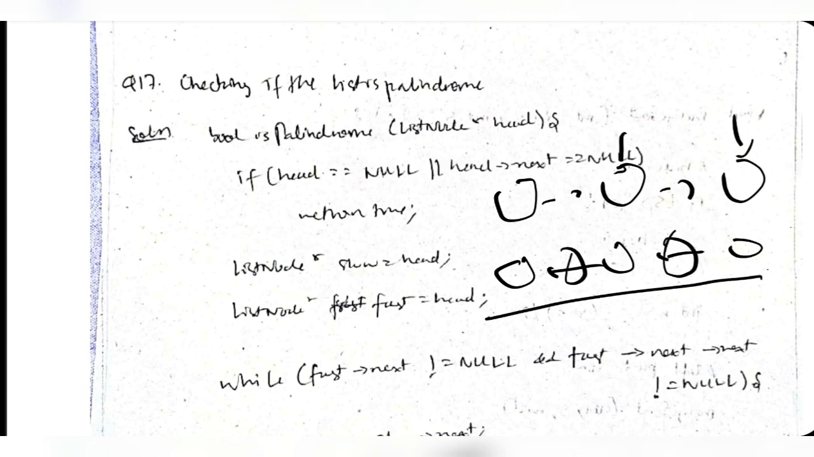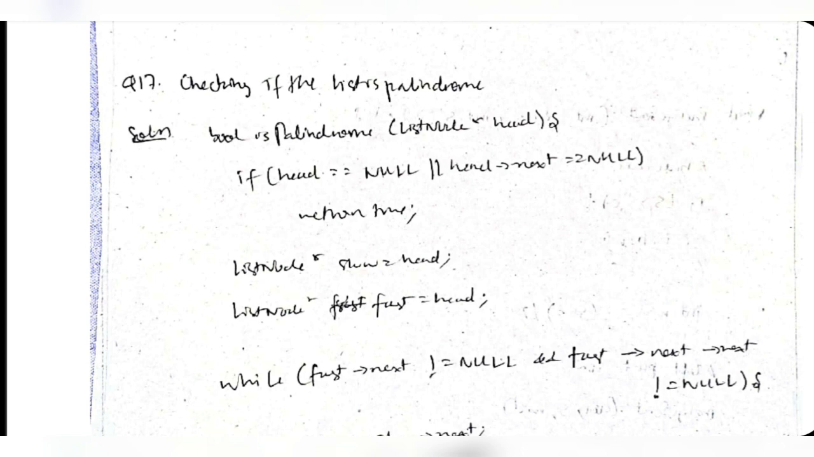Okay, but before that we have to check if the list is circular or not. So for that we'll be using the concept of slow and fast pointers, which I have discussed in the theory part as well. So that's what we are doing here. First we'll be checking if it's null or head.next is null. If it's null, it's true, because only one element is there or no element is there. Both are palindromes. So I will be taking two pointers. Slow will be pointing to head, and fast will be pointing to head initially.